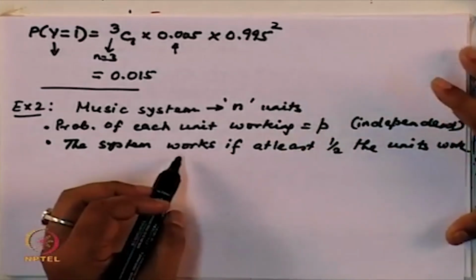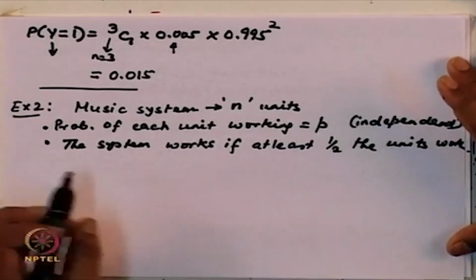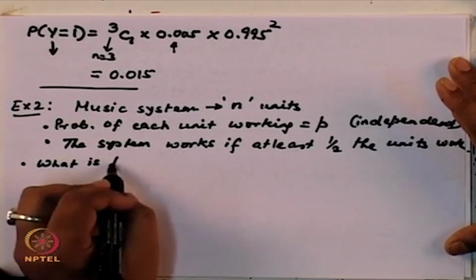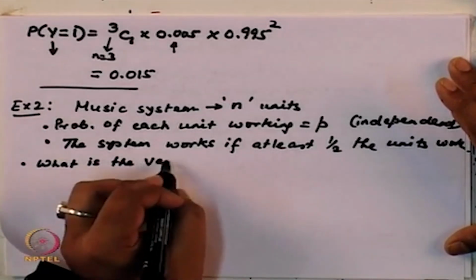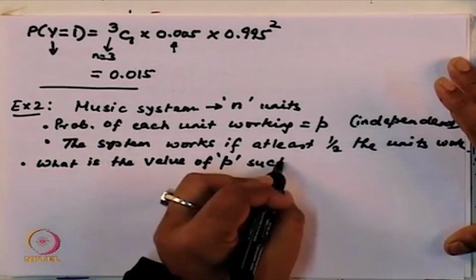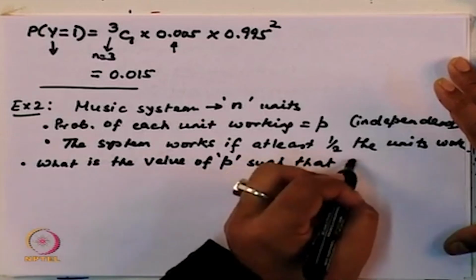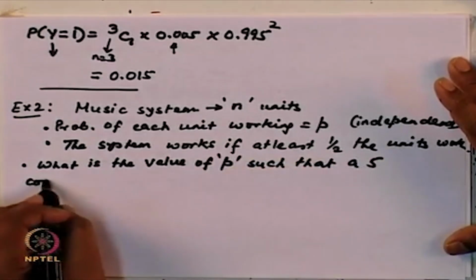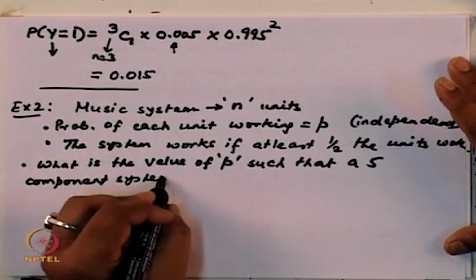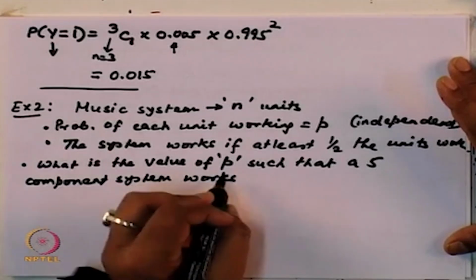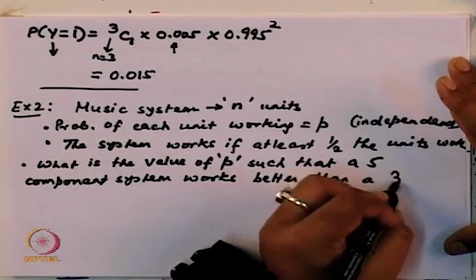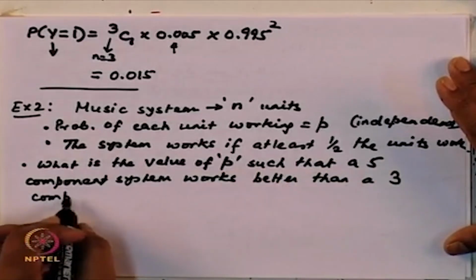Okay. So, the system will work if at least half of the units work. The question is, what is the value of p such that a 5 component system works better than a 3 component system.